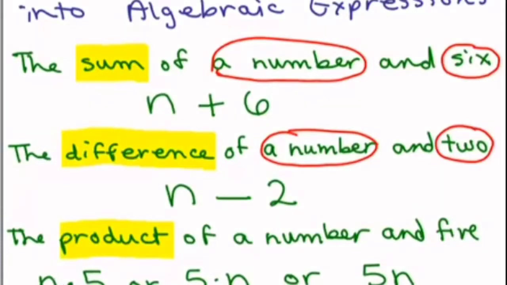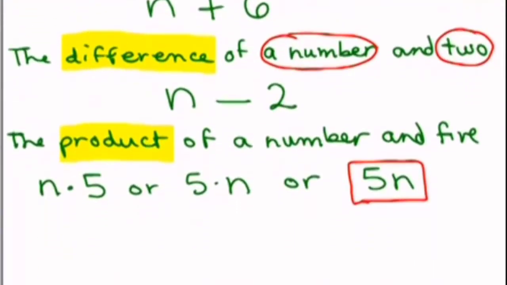Now, you could also put a parentheses around the n, or a parentheses around the 5, or a parentheses around both of them. There's more than these 3 ways to show a product, but 5n is probably the simplest way of writing this answer. So that would be the product of a number and 5.